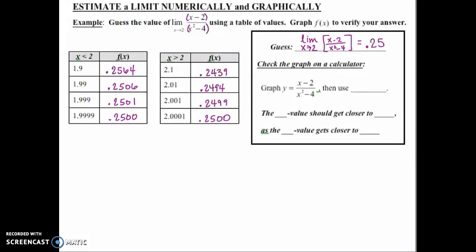So I've gone ahead and I've just transferred those values from the table on the graphing calculator into my graphs here. And so what we can see is that the limit as x approaches 2 of our function is equal to 0.25, right? As we get closer and closer to 2 on the left-hand side and on the right-hand side, this function is closing in on 0.25. So now we're going to check this graph on the calculator, and we're going to see what we get.